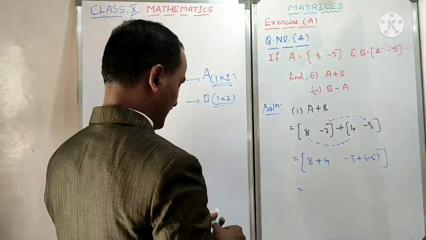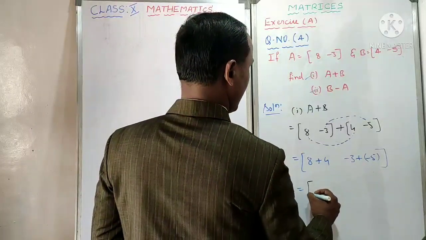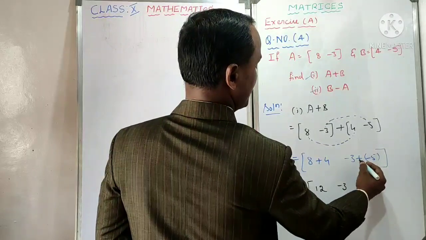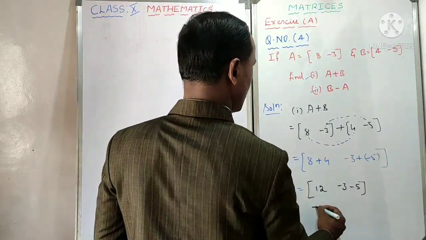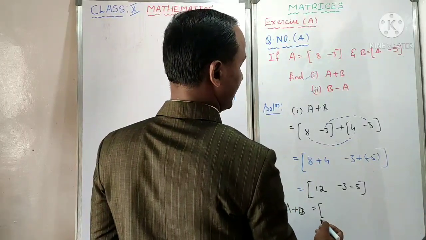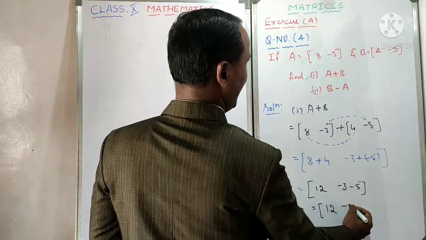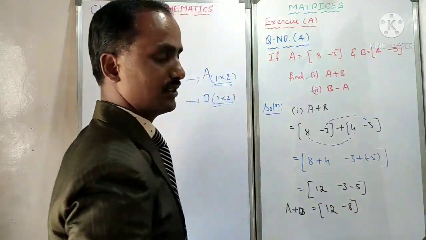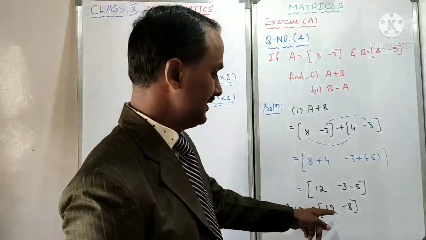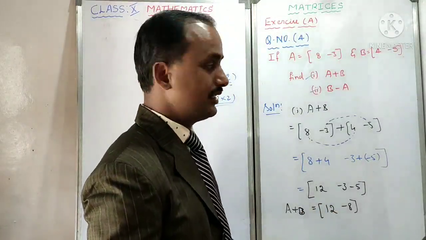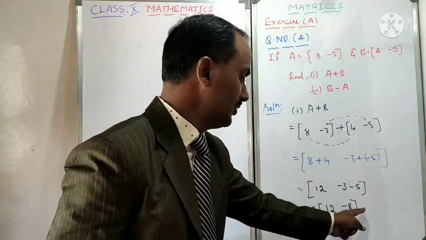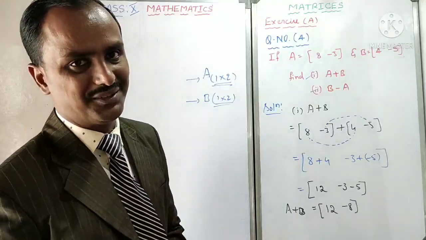Now simplification. What is the next step in simplification? Use the rectangular box. 8 plus 4 became 12. This one, minus 3, minus into plus minus 5. Next, one more step: A plus B is equal to rectangular box 12 minus 8. Now simplification. Don't do addition. 12 minus 8, don't write plus 4. This is a separate element, this is a separate element. After the addition of 4 also we will get the same order, 1 by 2, 1 row, 2 columns. Easy.